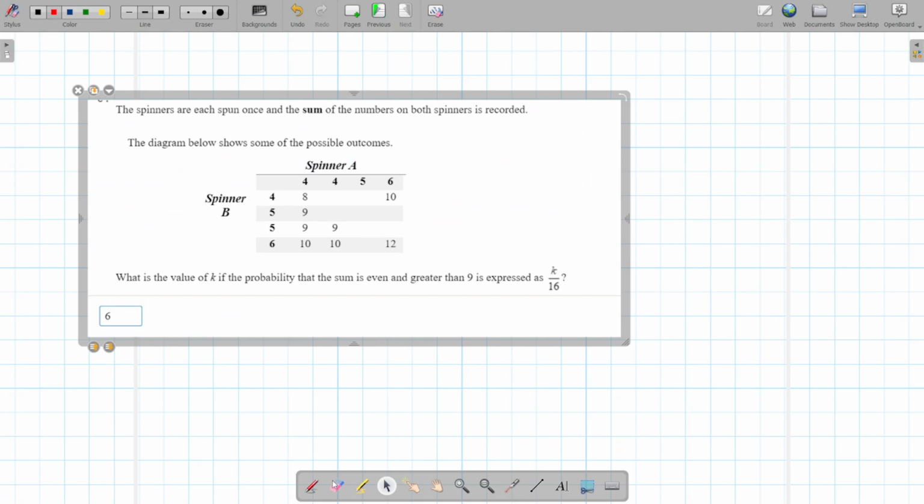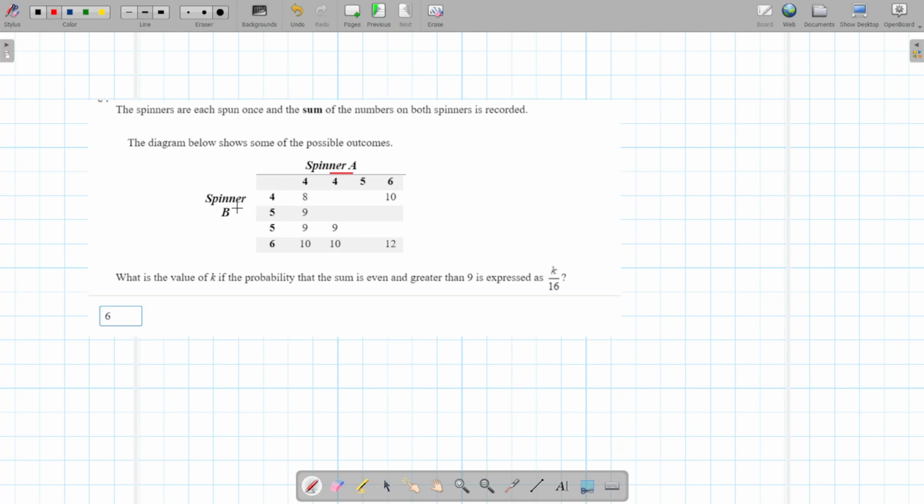Over here, we have spinner A and spinner B. They're both spun, and the sum of them is recorded. So 4 and 4 gets you 8, and you have to fill it in. 4 and 5 is 9. 5 and 4 is 9. 5 and 5 is 10. My fault, it's 10. 5 and 5 is 10.